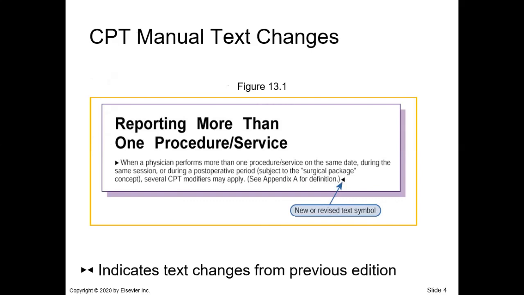So let's talk about CPT manual text changes. You guys see these little triangles facing each other? When you have a new text change, it's going to be prefaced by this little triangle, and it's going to end with a little triangle, letting you know it's new or revised text.